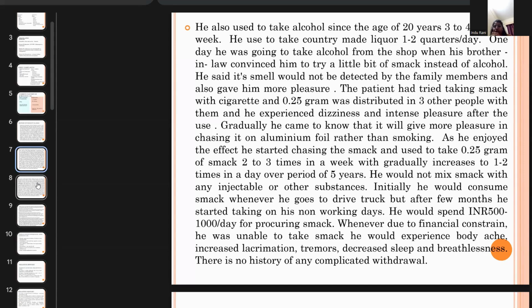Whenever due to financial constraint he was unable to take smack, he would experience body ache, increased lacrimation, tremors, disturbed sleep, and breathlessness. There is no history of any complicated withdrawal.